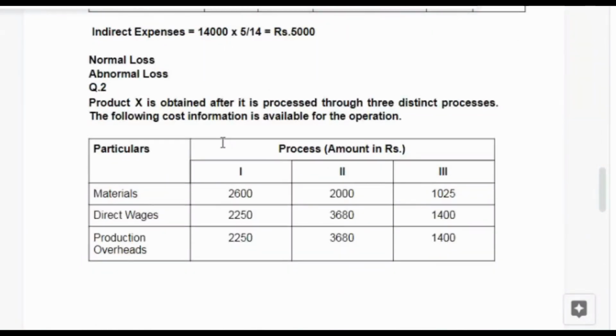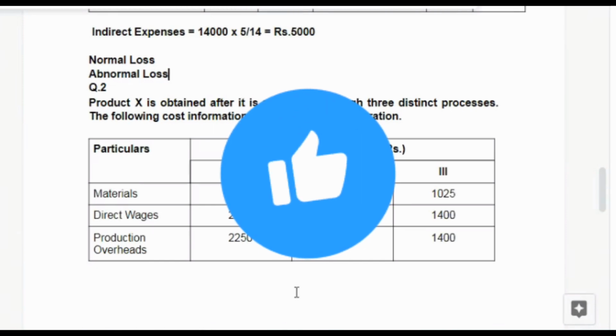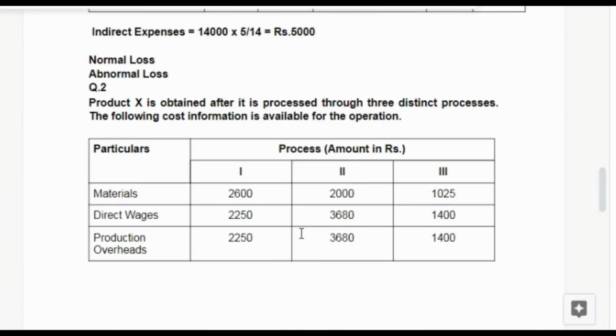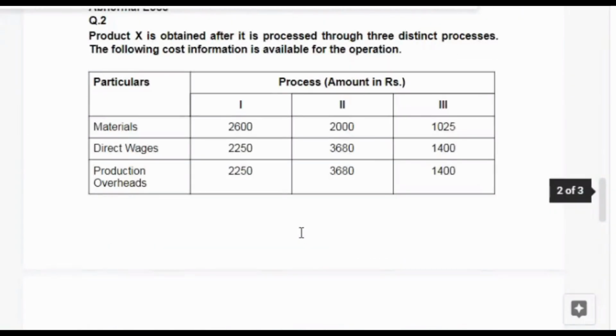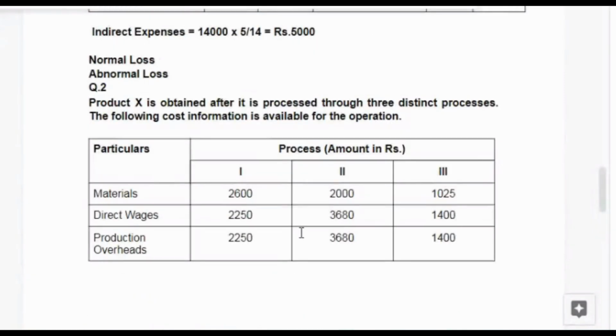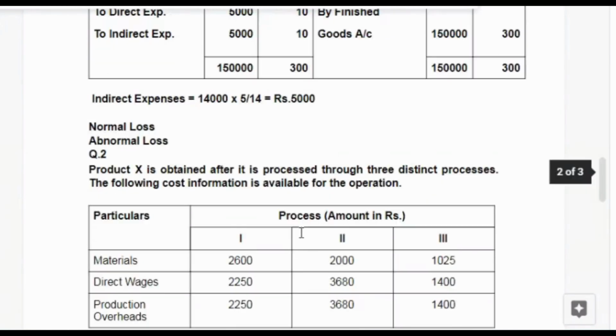In the previous lecture, we discussed how the material or finished goods of one process is transferred to the next process, and the simple procedure that we have learned. Today we will discuss how to determine the normal loss and abnormal loss and how it is recorded in the process accounts, right? So here is the example. Let's read the example carefully.